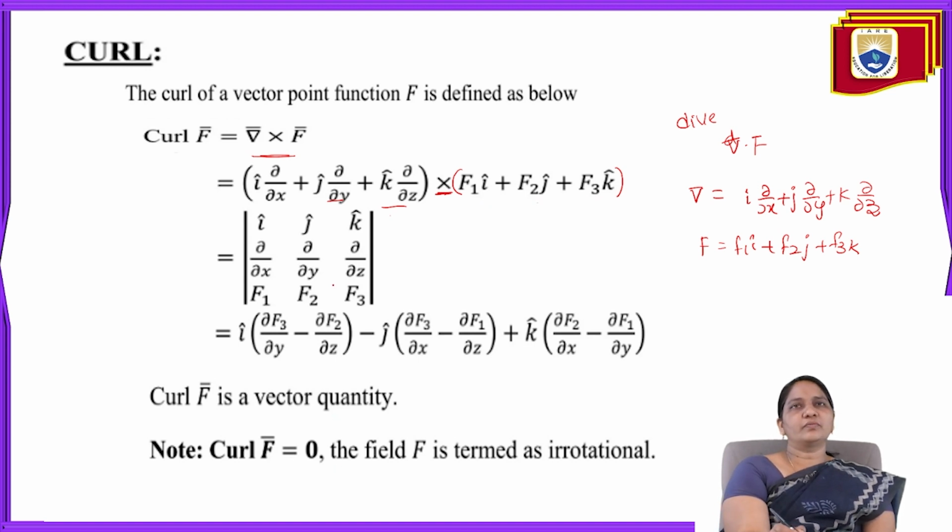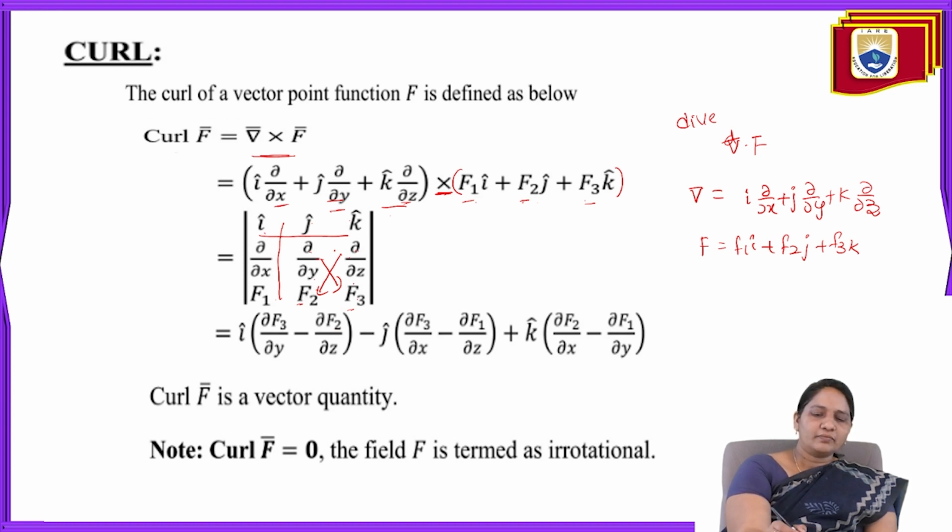When you are doing the cross product, you can take the determinant of i j k, and here the i coefficient is dou by dou x, the j coefficient is dou by dou y, the k coefficient is dou by dou z. Here f1i plus f2j plus f3k, so the i coefficient is f1, the j coefficient is f2, and the k coefficient is f3. Now we are doing the determinant. So when you are considering i, we will consider the remaining 2 by 2 matrix: dou by dou y of f3 minus dou by dou z of f2.